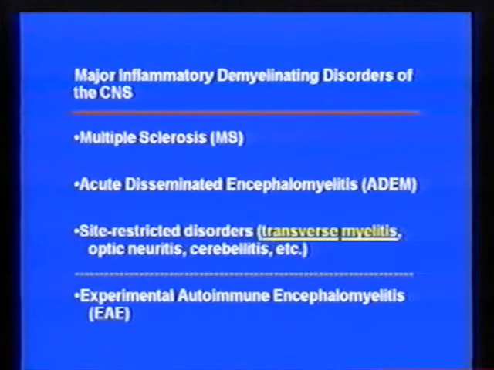There are, of course, other site-restricted disorders that involve the nervous system, including the optic nerves, and you've heard reference to optic neuritis, and indeed disorders that selectively involve the cerebellum. That's also to be kept in mind in contrast to another disorder, which I'm actually going to talk about a little bit, called experimental autoimmune encephalomyelitis, or EAE, which is a disease that's most typically induced in laboratory animals, which serves as a model for some of these diseases that occur in humans, and which you're also going to hear about from Dr. Ransohoff later on in this symposium.